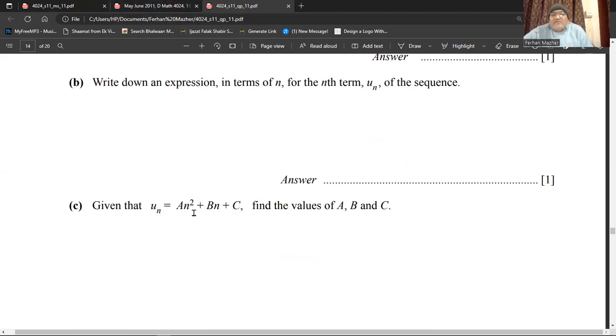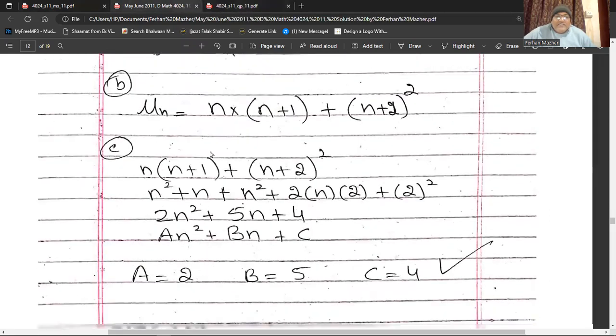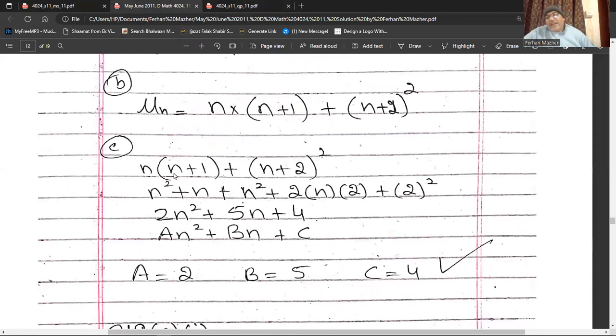Then it says, given that the nth term is an squared plus bn plus c, find the values of a, b and c. Okay, I will open this. So it will be n into n plus 1 plus n plus 2 whole squared. So it will be n squared plus n squared plus 2 into n into 2 plus 2 squared, which will be 2n squared, and this 4n. Sorry, n plus 4n, it will be 5n. And here you will have 4. If you compare it with an squared plus bn plus c, the a value will be 2, the b value will be 5, c value will be 4.